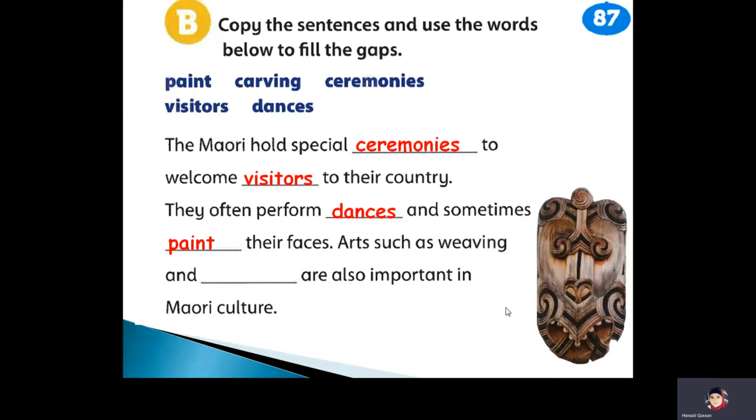Arts such as weaving and look at the picture here. You can see what is this. Carving, excellent, are also important in Maori culture.